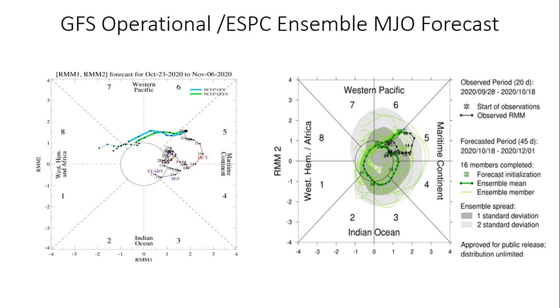The graphic on the right shows the Navy ESPC Ensemble MJO forecast, and this is indicating a general null phase. You'll notice on the graphic on the right how that green solid line with the dots is generally in the very inner circle of the MJO phase diagram, which indicates very little amplitude in the forecast.